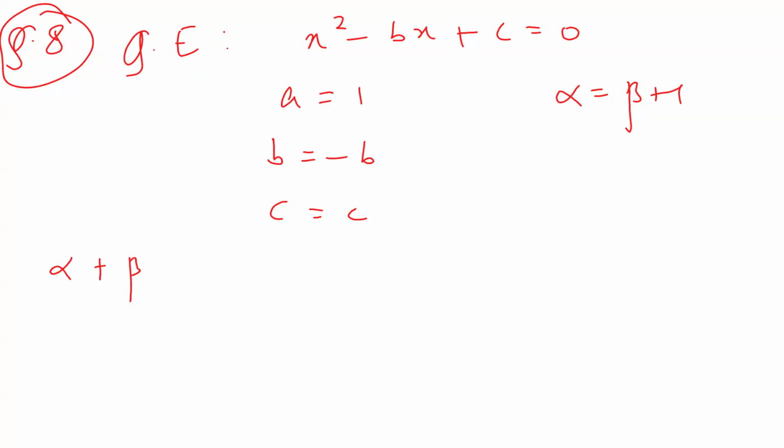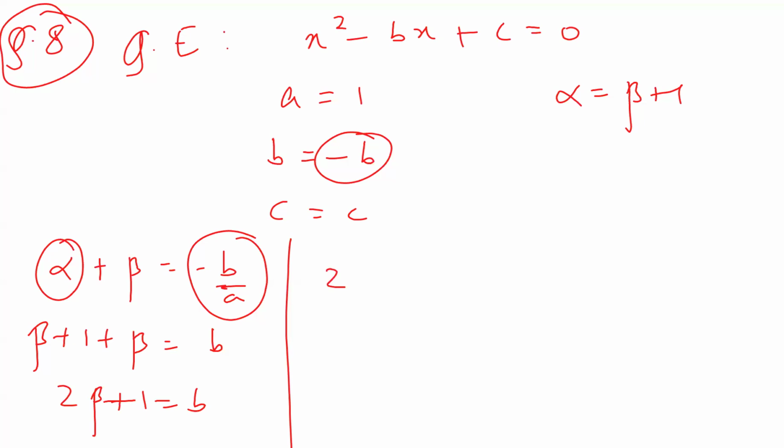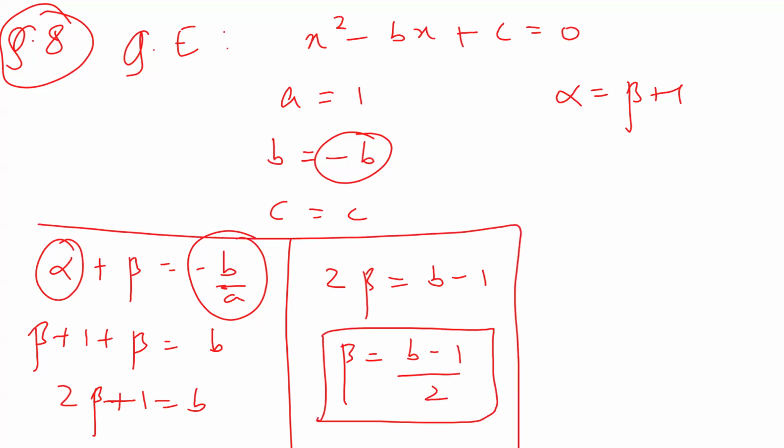Okay. Now alpha plus beta is minus b by a. Now alpha is beta plus 1 plus beta. Now b is minus b, so minus of minus b is b, a is 1. Okay. So this value is b. So 2 beta plus 1 is equal to b. Okay. So 2 beta is equal to b minus 1. So beta is equal to b minus 1 by 2. Okay. This is the first condition that we have got. Now alpha into beta is equal to c by a.